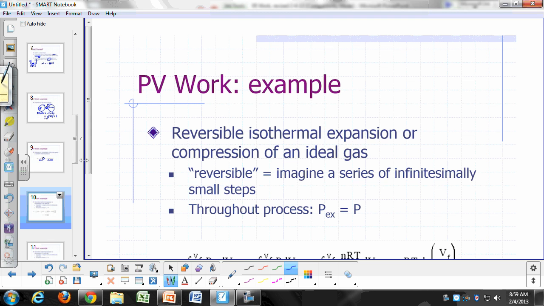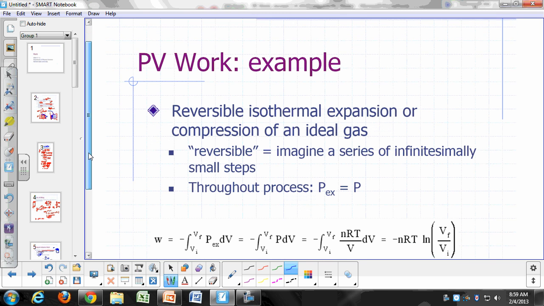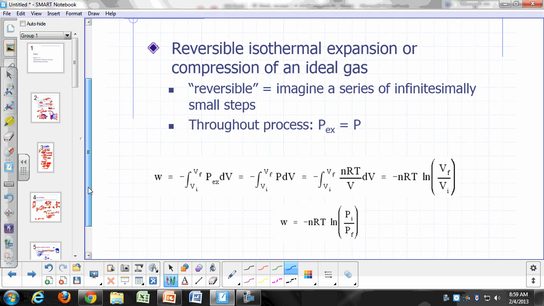What about a reversible isothermal expansion or compression of an ideal gas? Let's understand what it means when we say a process is reversible. We have a very precise definition of reversible in thermodynamics, which is not quite what you would normally have in mind. So let's define exactly what we mean by reversible. When we say a process is reversible, you have to imagine a series of infinitesimally small steps.